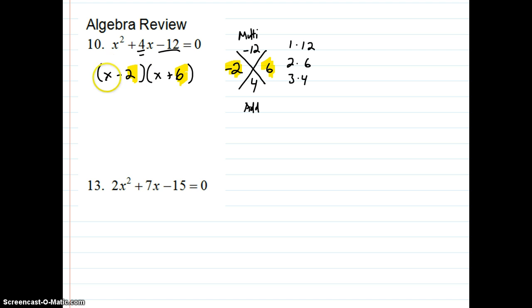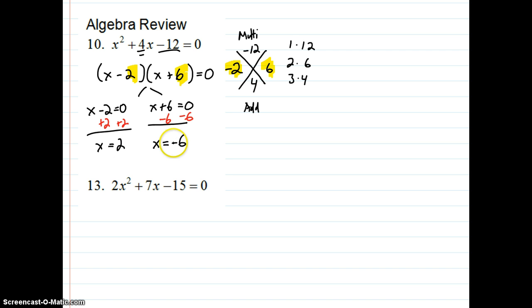So this factors to this. X times x is x squared, x times 6 is 6x, minus 2x, minus 12, it combines to this. But since this is solving equations, now we have to break this apart. X minus 2 equals 0, x plus 6 equals 0. So now we solve this. We add 2 to both sides, and so we get x equals 2. Solve the other one, and x equals negative 6. So we have two answers for this.